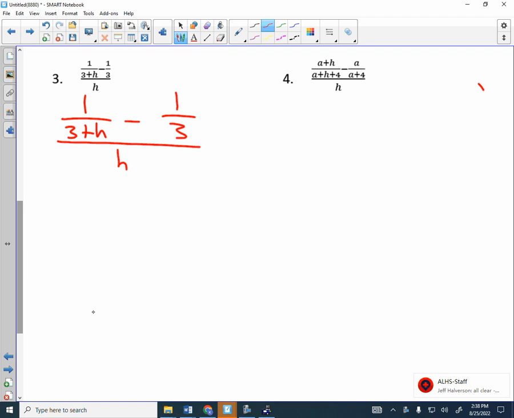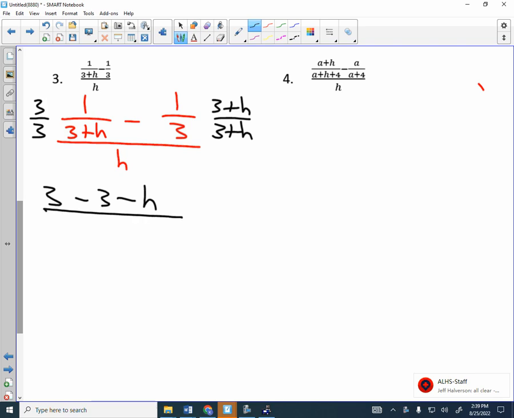Okay, so I like what I saw from most people here. People saw that you multiply top and bottom by what? 3 plus h. Okay? All right? So we have a 3, and we have a minus 3, and we have a minus h. A lot of times people forget to distribute that negative all the way over.